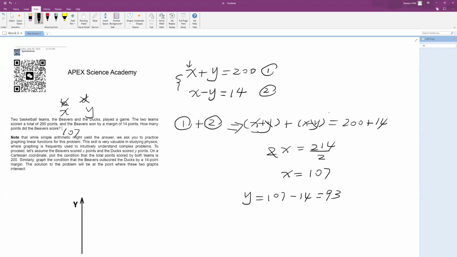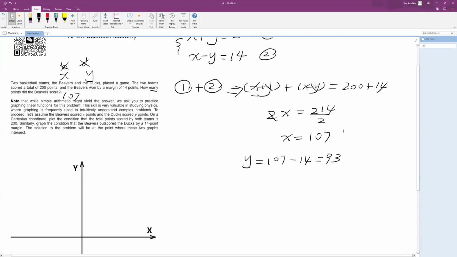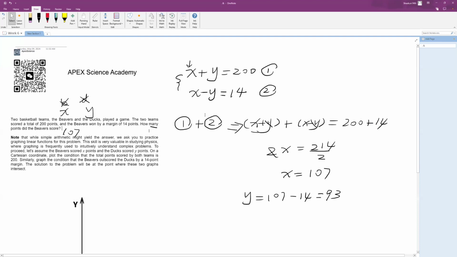I also want you to understand the intuition behind solving these equations. Why do we need to solve these equations, and why do we get the answers for this particular problem? What we can do is graph both of these equations.